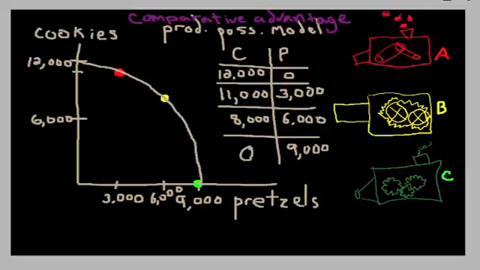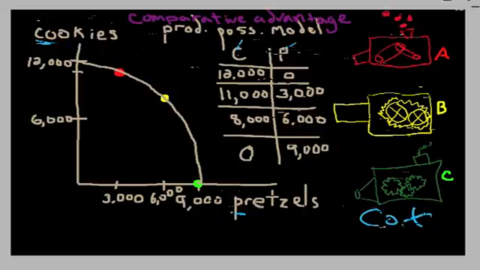Imagine these three machines over here can produce two things, either cookies over here or pretzels over here. C, cookies, P, pretzels. So machine A can make either cookies or pretzels, machine B can make either cookies or pretzels, and machine C can make either cookies or pretzels. Imagine there's a company, we'll call this company X, and it's going to make either cookies or pretzels, and right now it's making all cookies. So it's making 12,000 cookies.